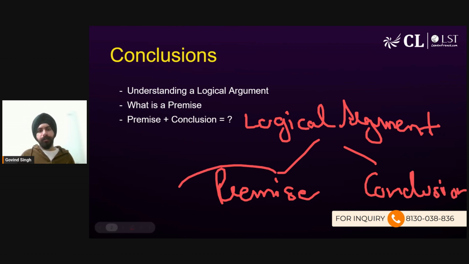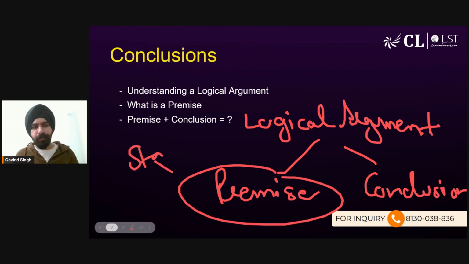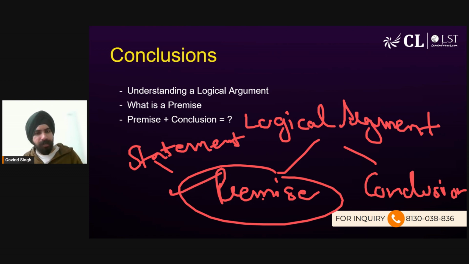But for now, understand that premise is a statement, premise is a fact, premise is given information, premise is data, premise is statistics. It could be anything, right? Whatever information is given to you, that is a premise. There can be more than one premise.